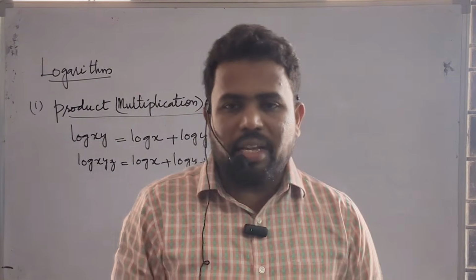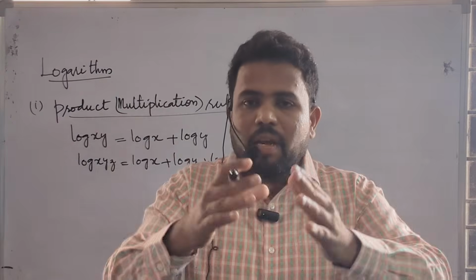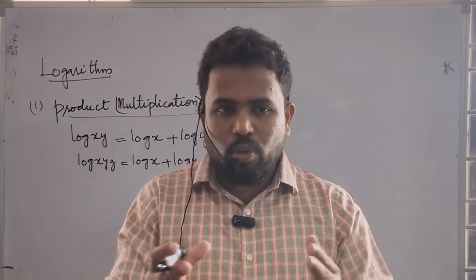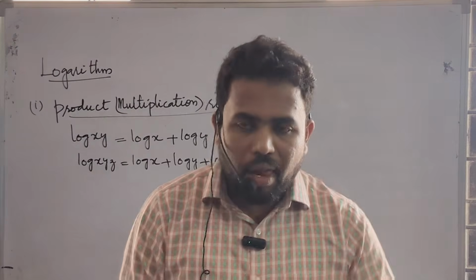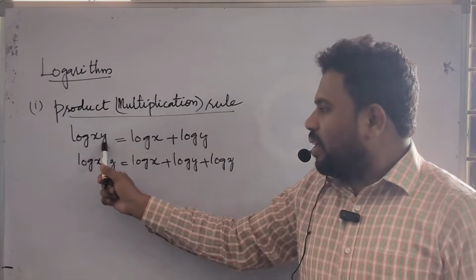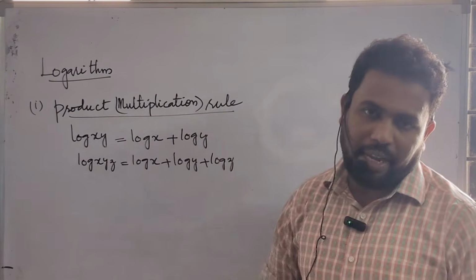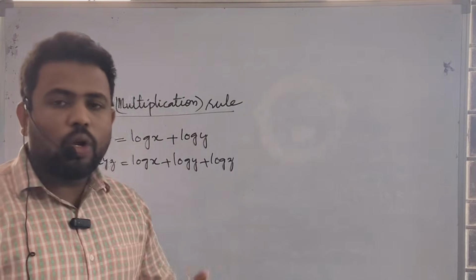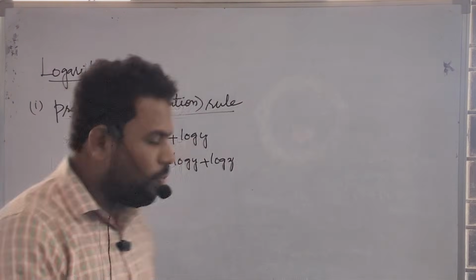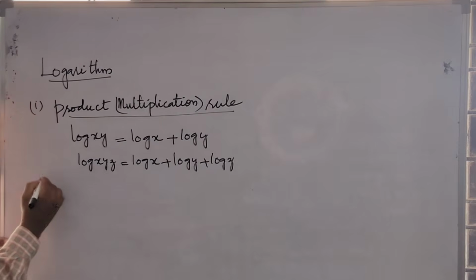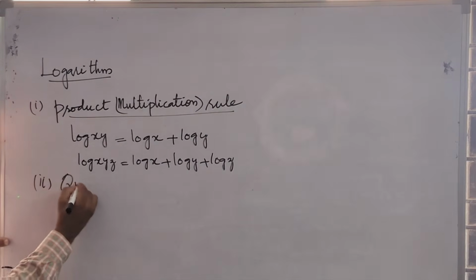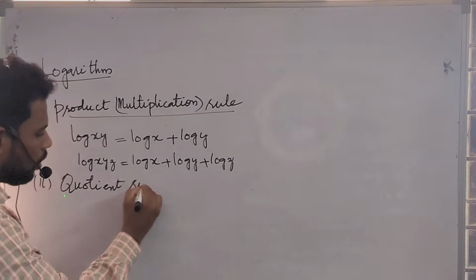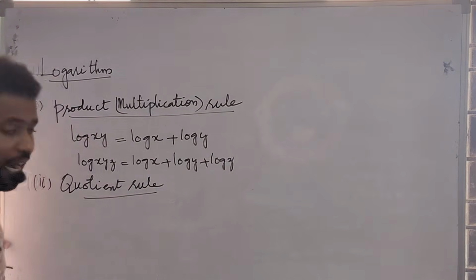So product rule means a single logarithm can be expanded into either 2 or more than 2 logarithms, based on how many numbers and terms are multiplied here. Okay, so let us move to one more rule, which is named what? Quotient rule or division rule. So rule number 2 is the quotient rule.